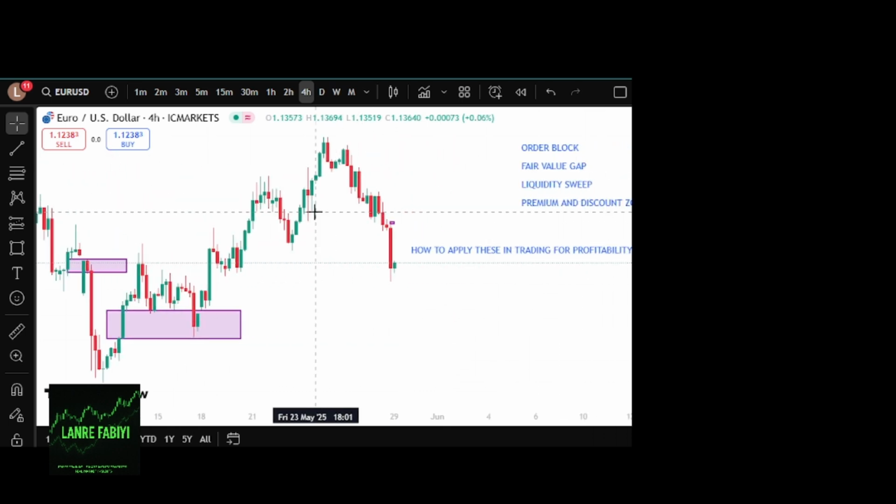Liquidity sweep. Liquidity sweep is when price runs above the existing high. Price cuts above the existing high. We call that a liquidity sweep. Either it crosses above the existing high or crosses below the existing low. We call that what? We call that a liquidity sweep. Most times, wherever you see equal highs or equal lows, check it very well. There is always a liquidity sweep at that point.